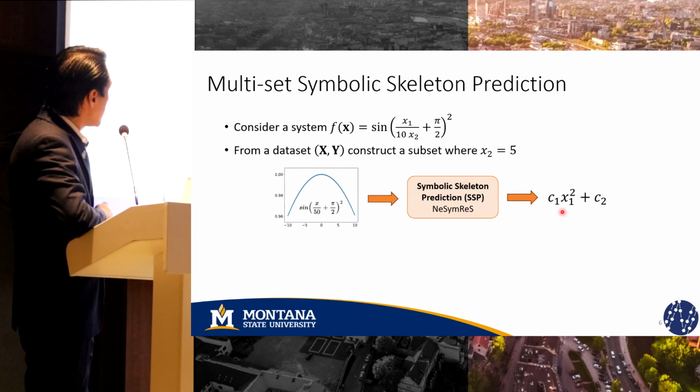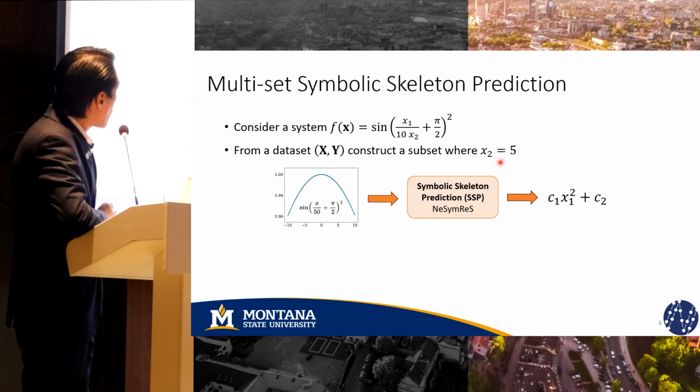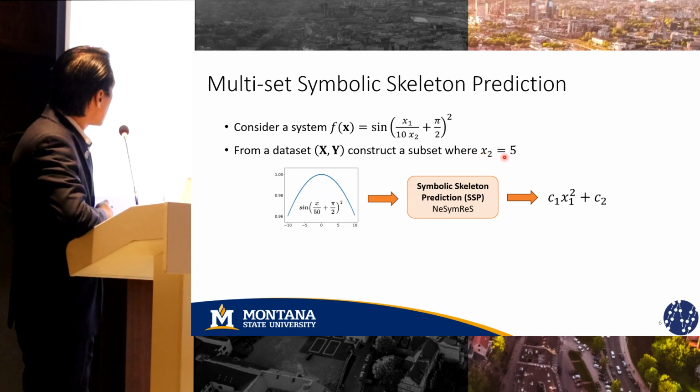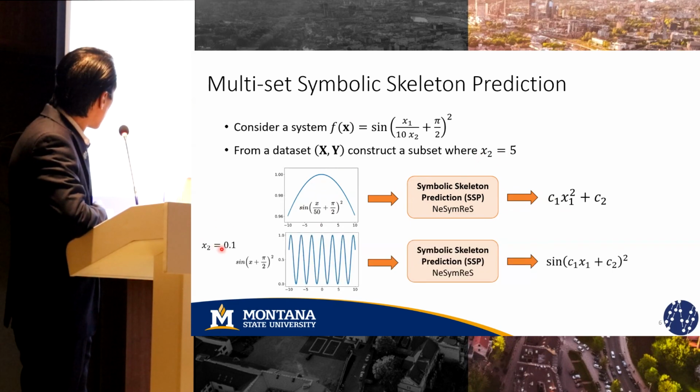So basically, what this method is telling me is that the behavior of this input set is quadratic, which looks pretty much quadratic, but actually that was not the functional skeleton I was expecting to obtain. So the question is, what would have happened if I had selected another value for variable x2? What if instead of 5, I had selected the value 0.1? Then in that case, I would have obtained this kind of subset and that kind of behavior. If I repeat the same operation, now I obtain this skeleton, which in this case is correct.